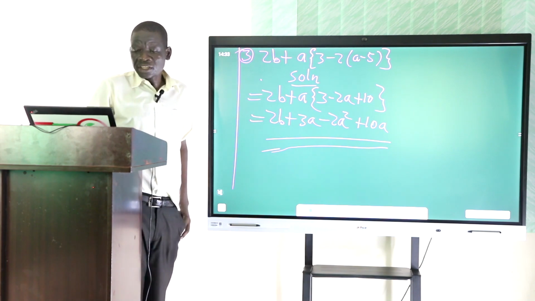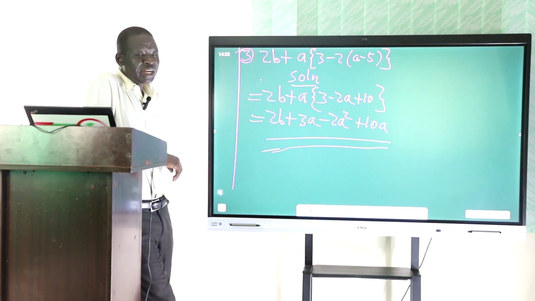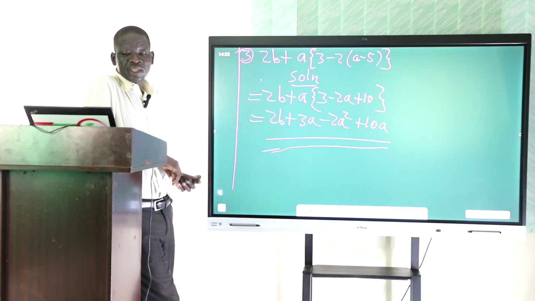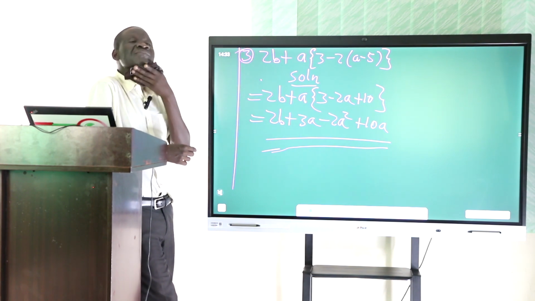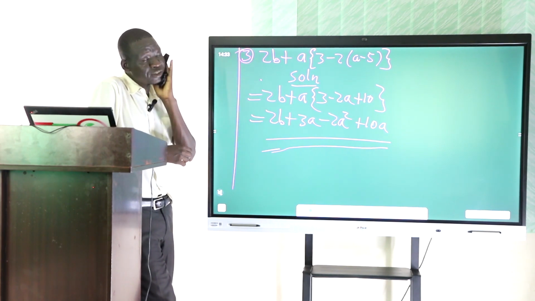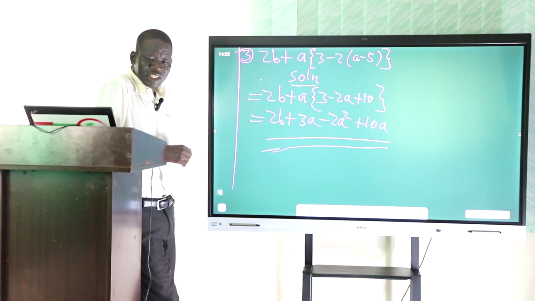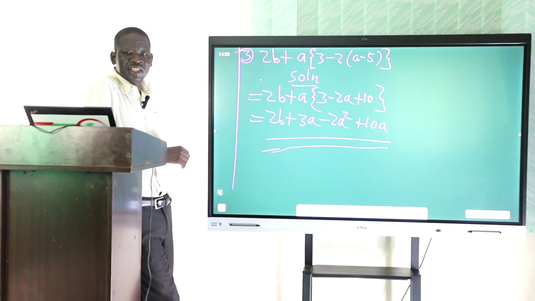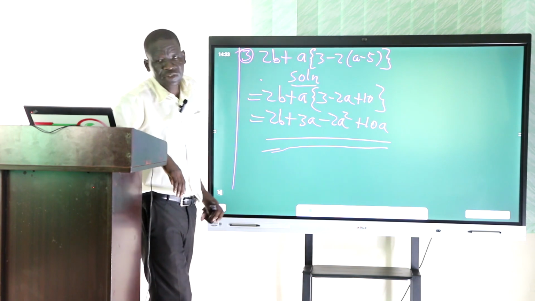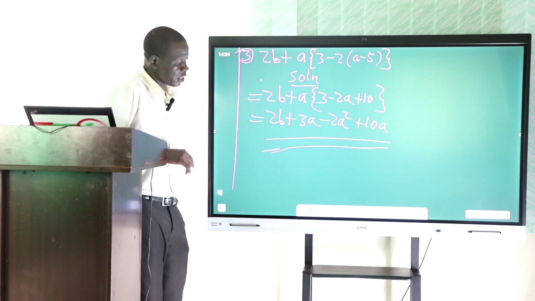So we are saying that the process of removing the brackets is what is called expansion, while the reverse process of inserting the brackets is what we call factorization. I repeat, the process of removing the brackets in a given expression is what we call expansion. And the process of putting in brackets in a given expression is what we call factorization, meaning that expansion is the opposite of factorization.